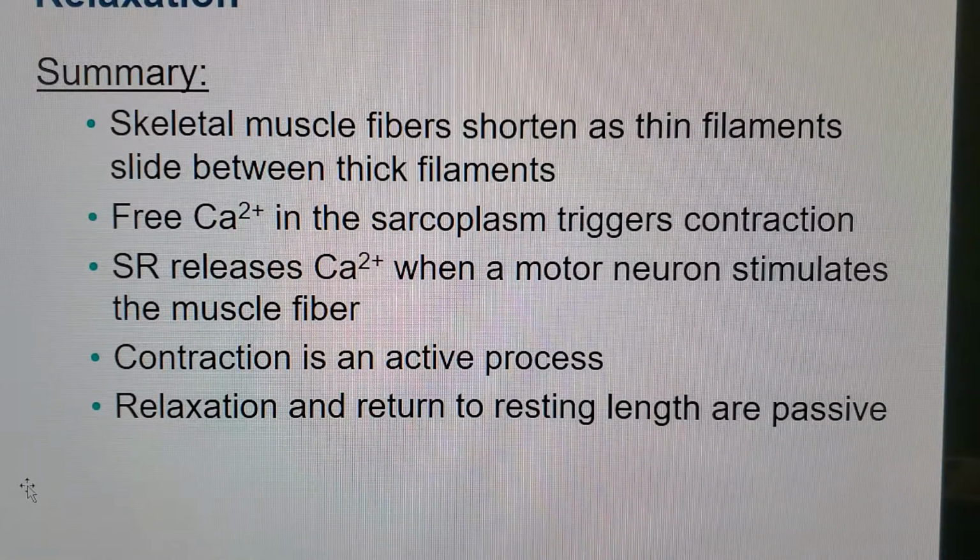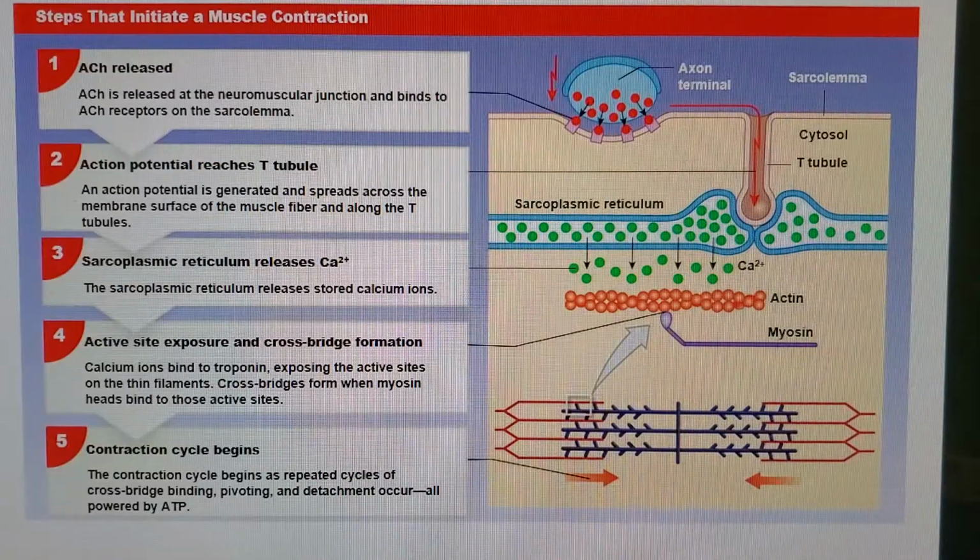Summary again. The muscle fibers shorten as the thin filaments slide between the thick filaments. The free calcium in the sarcoplasm will trigger a contraction. The sarcoplasmic reticulum releases calcium ions when a motor neuron stimulates the muscle fiber. The contraction is an active process, and relaxation and return to resting length are passive.